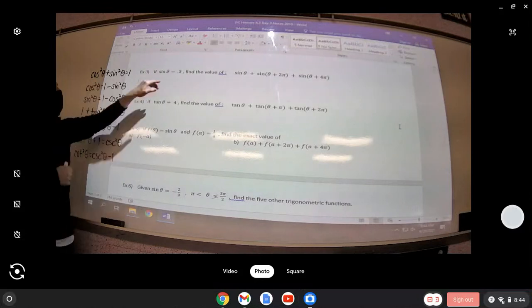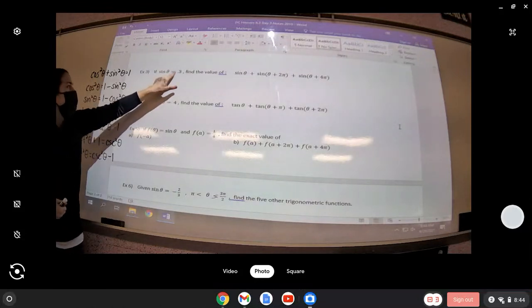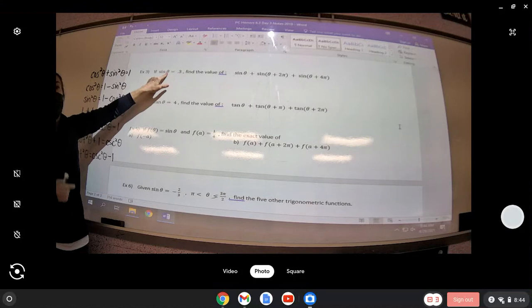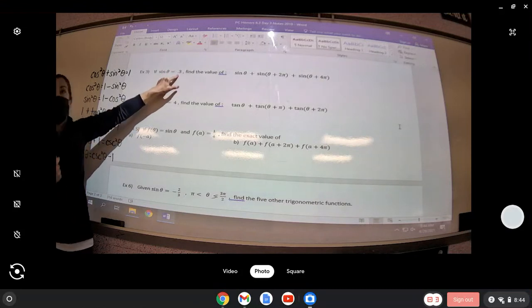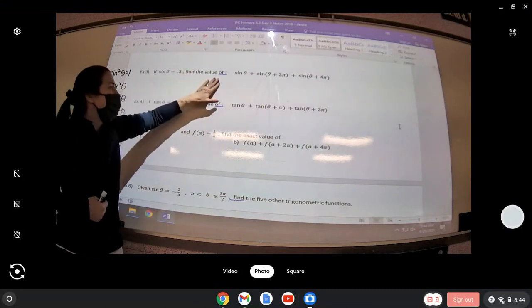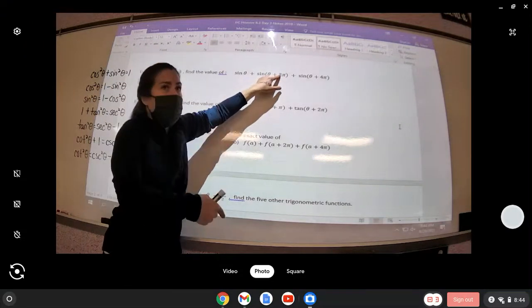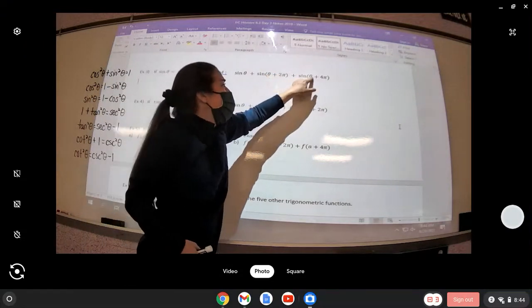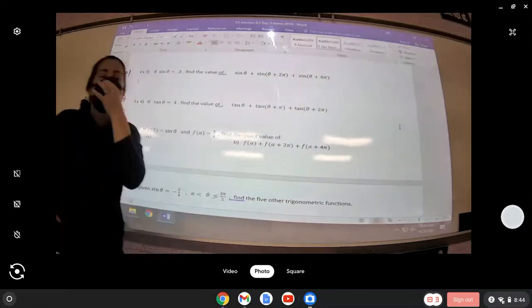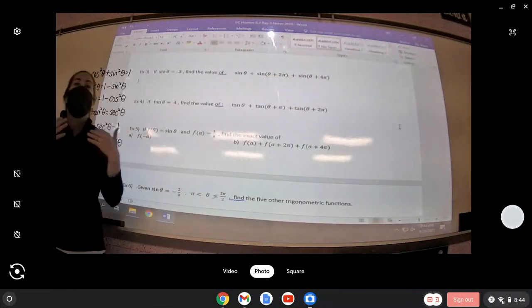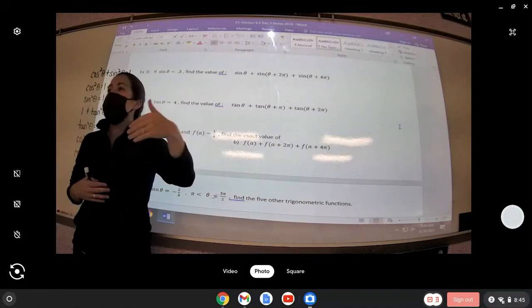Okay, this one says, if the sine of angle theta is equal to 0.3, right? So we don't know what angle we just took the sine of, but we know the ratio is 0.3. Find the value of sine theta plus the sine of theta plus 2 pi radians plus the sine of theta plus 4 pi radians.